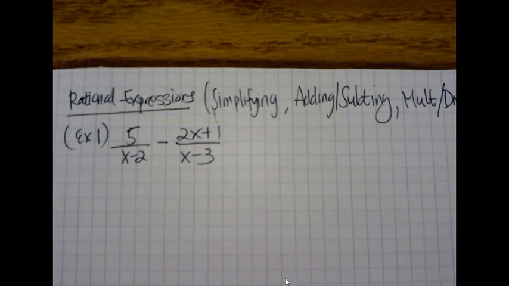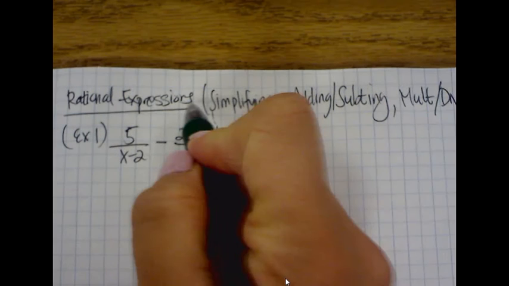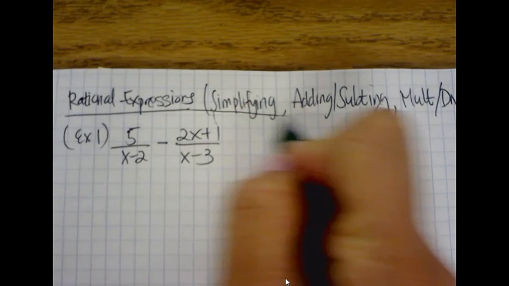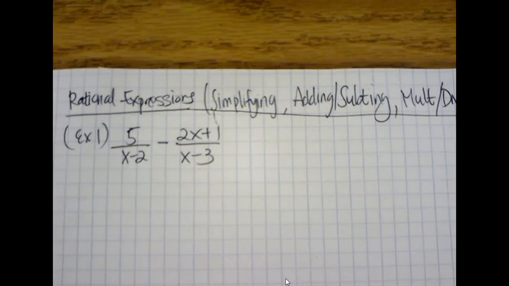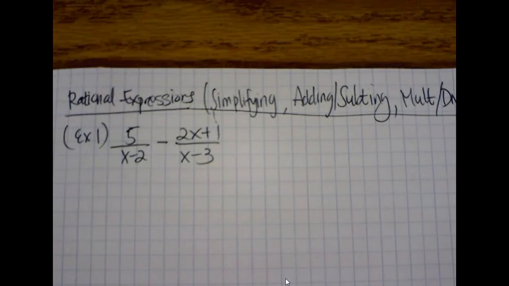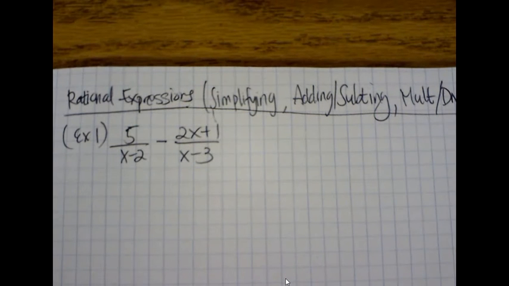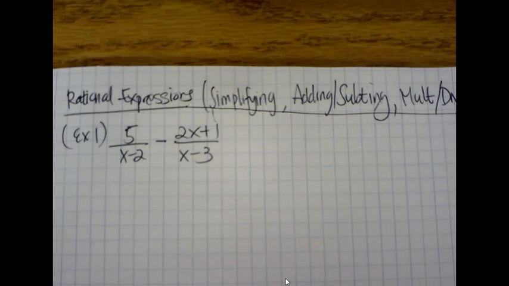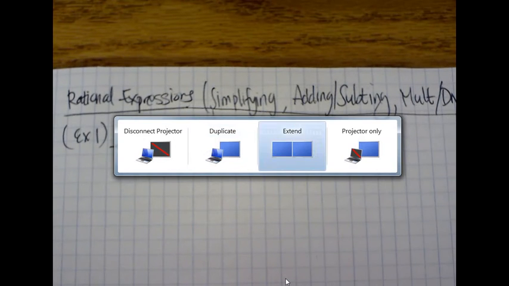Okay, so today we're going to talk about rational expressions. What about them? How to... oh, you guys can't see this. I'm sorry. We're going to talk about simplifying them, adding and subtracting them, and multiplying and dividing them. Okay? This is an example of adding and subtracting rational expressions.